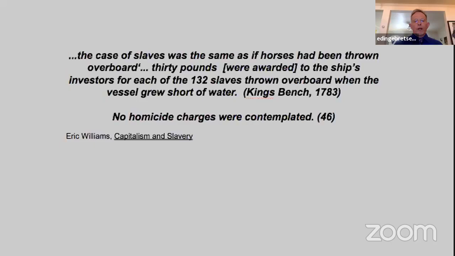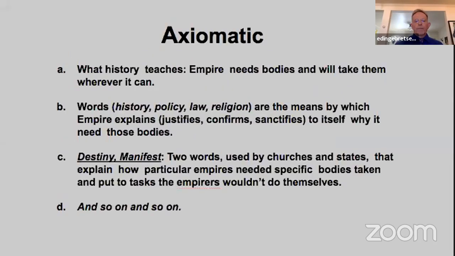Eric Williams, who was the first prime minister of one of the Caribbean countries, in his formative Capitalism and Slavery, is the quote here. So, axiomatic things that I routinely think about.